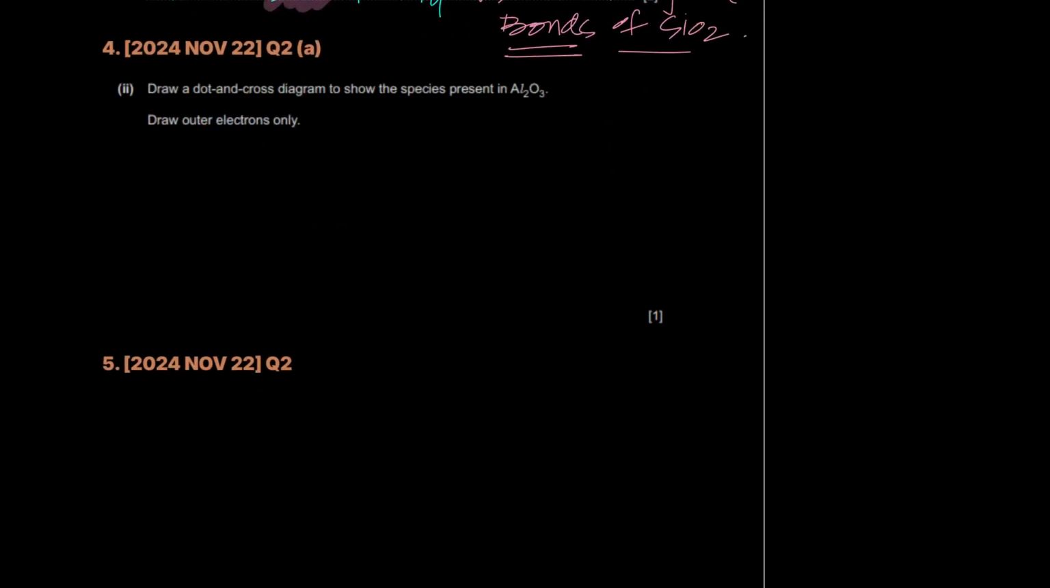Draw the dot and cross diagram to show the species present in Al2O3. Draw the outer electrons only. So if you look at Al2O3, what is this? It is 2 aluminum 3 plus ions being bonded to 3 oxide 2 minus ions, right? You must have studied this in O levels and IGCSE. Al2O3, 2 aluminum ions, 3 oxide ions, right?